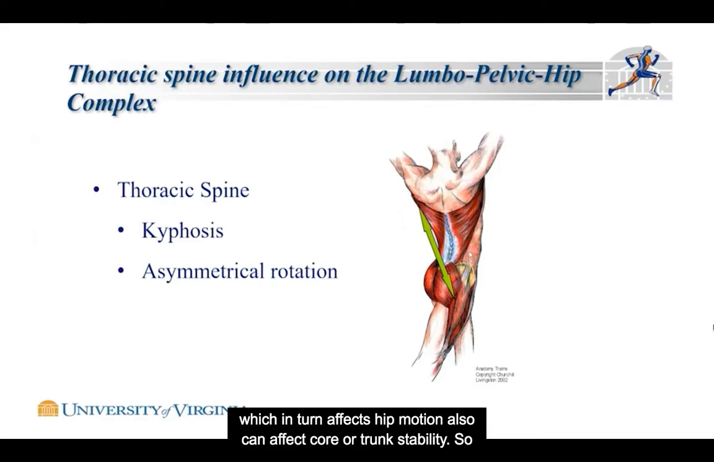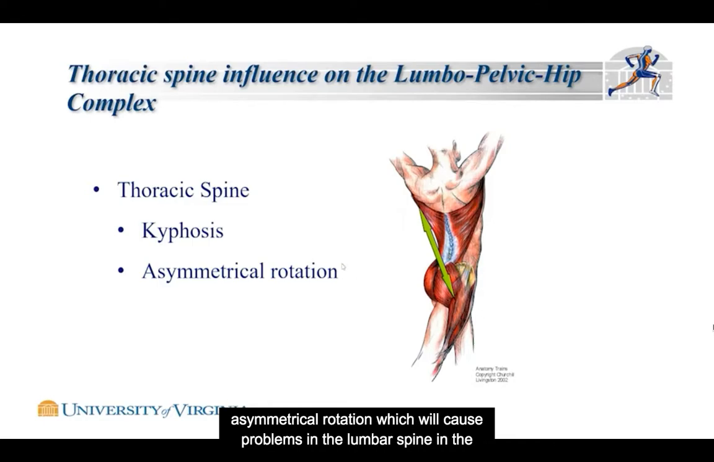Also, we can affect core or trunk stability. So if this area is tight, we're going to have to get motion from our lumbar region to pick up for that. And then if our lumbar region still stays tight, then we're going to have to get motion from somewhere else, such as our hips or our pelvis, which can cause problems.